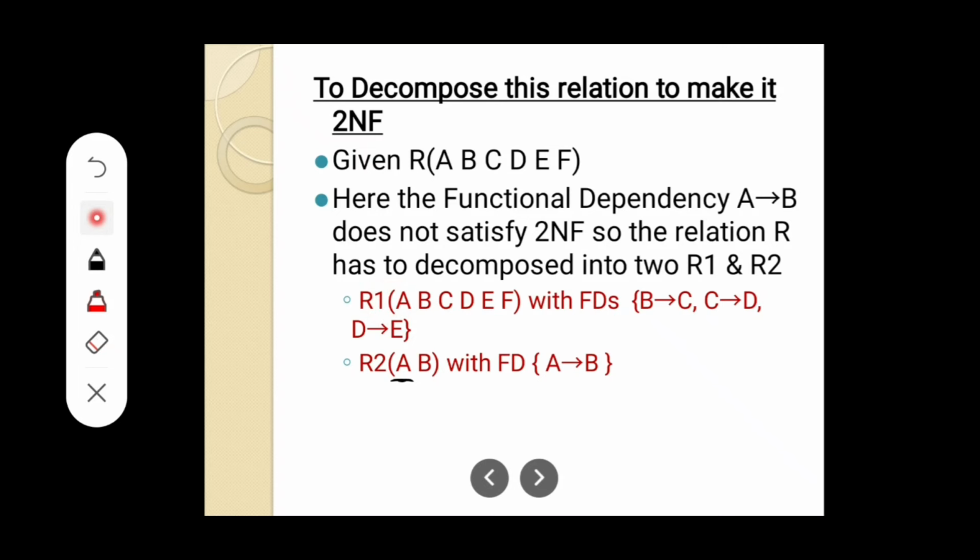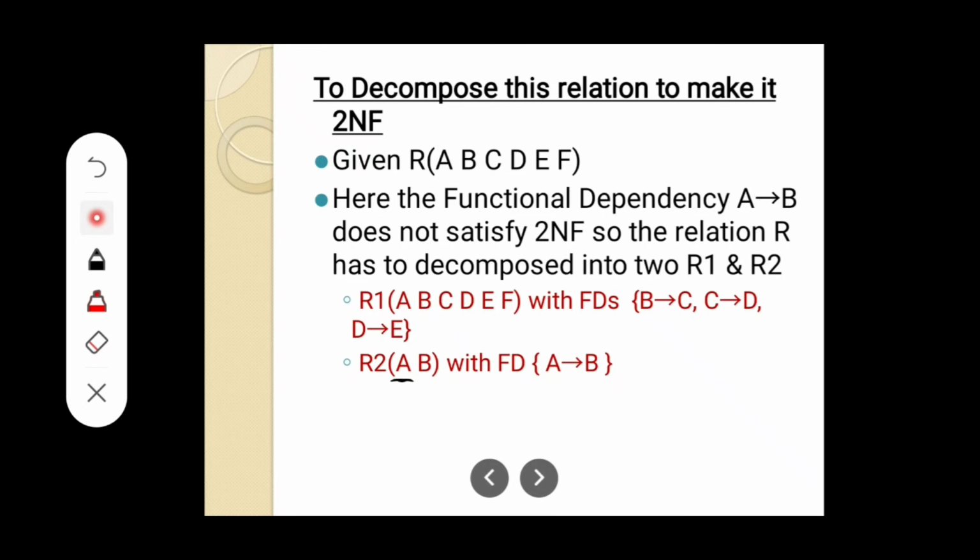We require B. Why do we require B? Because we have a functional dependency B determines C. So we need B for that. Clear? So B is required, C is required, D is also required. And D and E are also required. F is already given here, that is why we have written F also here. Clear? So these are the two relations R1 and R2.